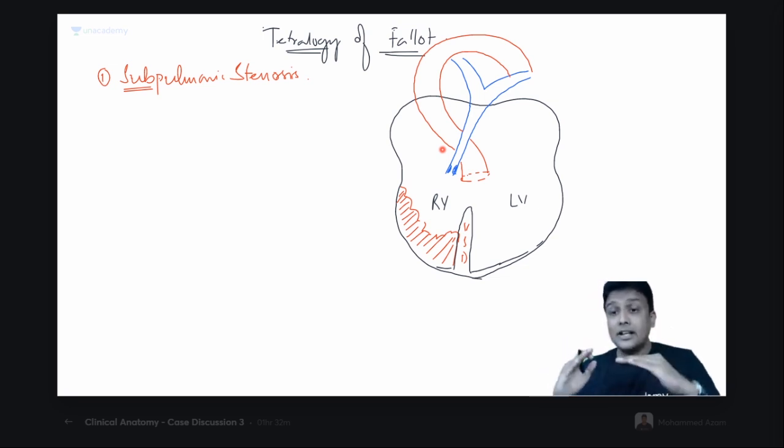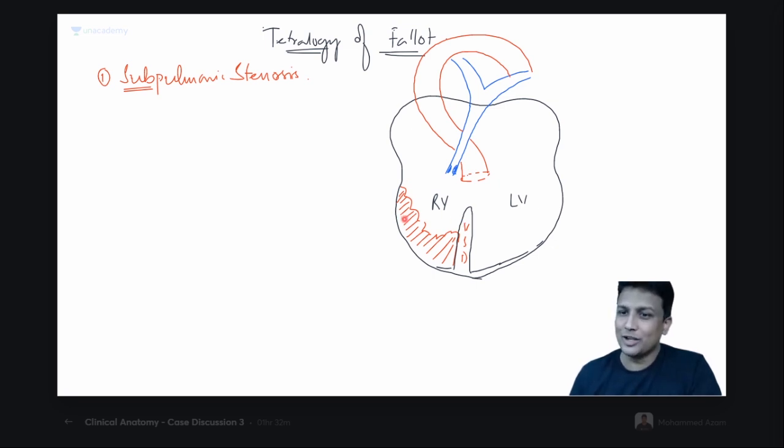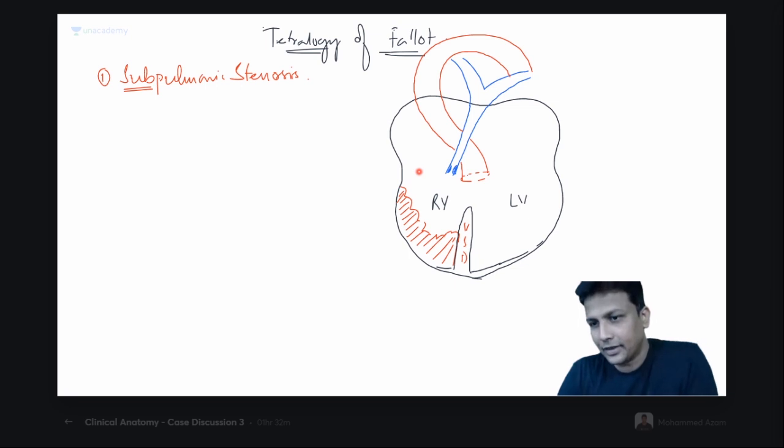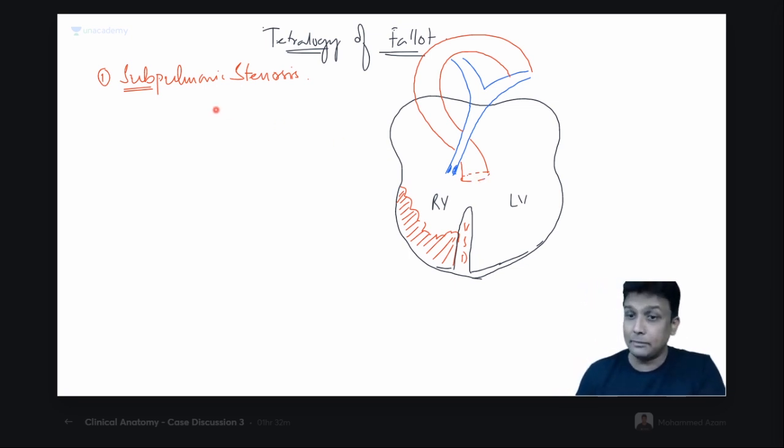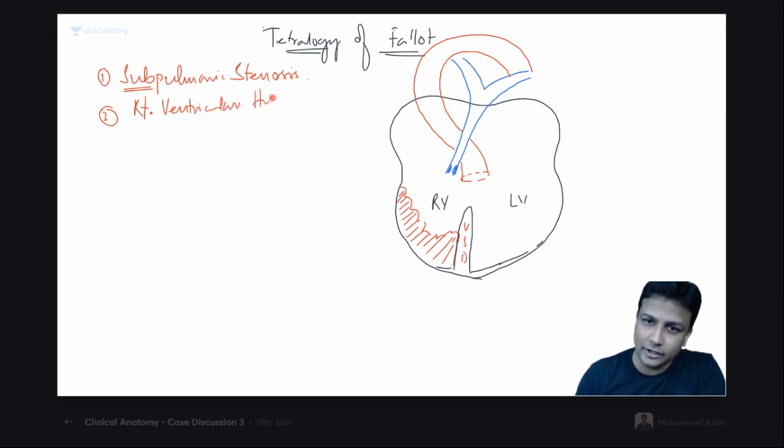And that is due to what, sir? That is because of the muscles over there, that extra hypertrophy. Because of those hypertrophied muscles, they are causing the stenosis. So that is the infundibular part, the smooth outflowing part of the ventricle. That is why it is subpulmonic stenosis. Number 2, because of this, there will be right ventricular hypertrophy.